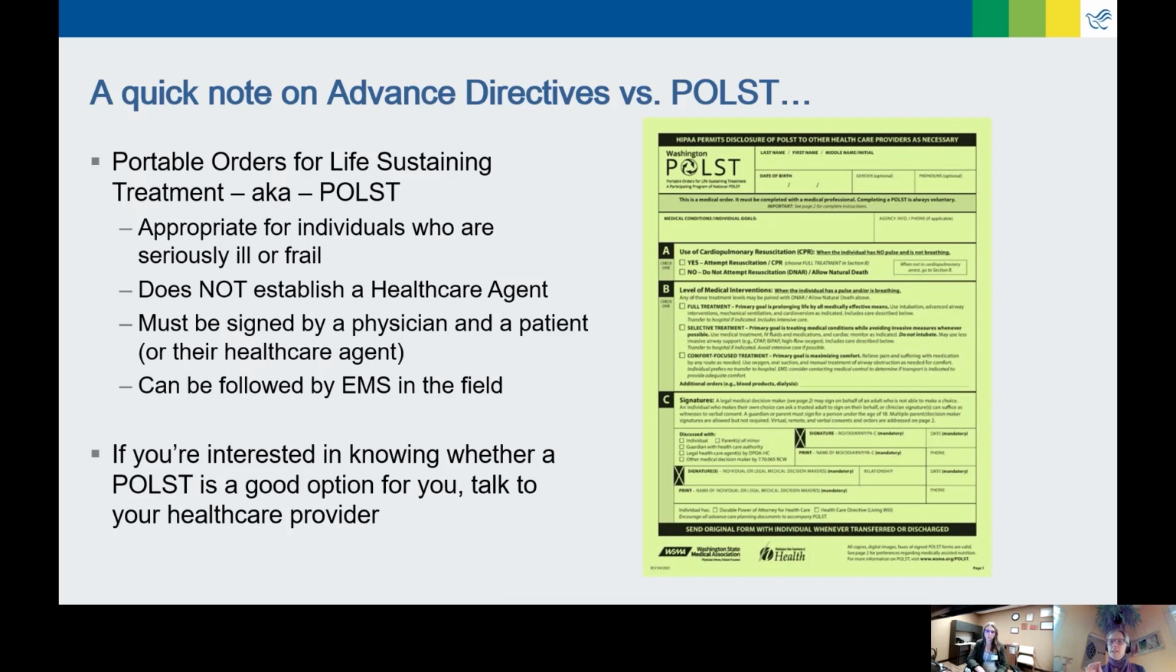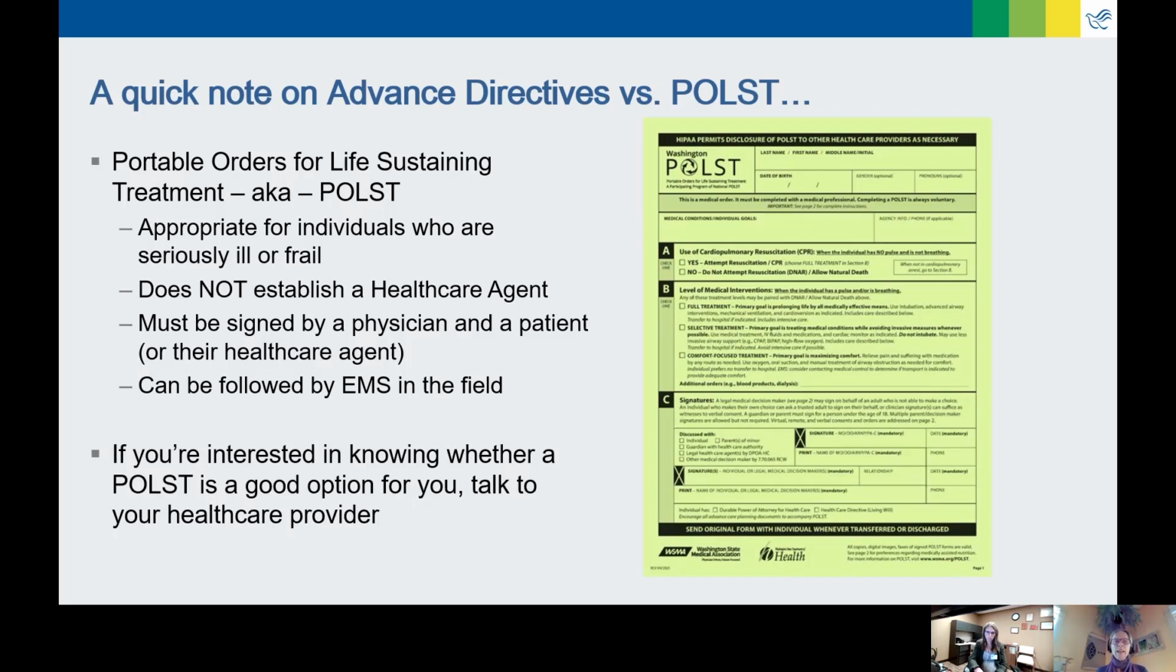So POLST is an advance care planning document. Different than an advance directive, it is not a legal document, it is a medical order. POLST stands for Portable Order for Life-Sustaining Treatment. It is intended to guide out of hospital emergency medical care. A POLST is not for everybody. At the beginning of the class, we talked about how an advance directive is really appropriate for anyone 18 years of age and older.